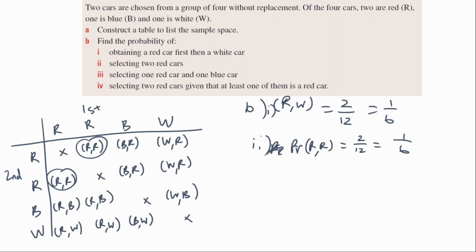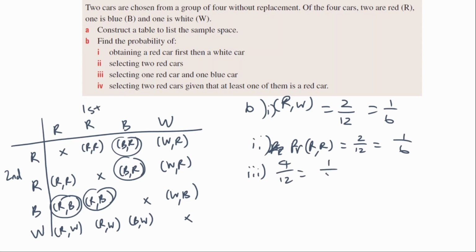Part 3, selecting 1 red car and 1 blue car. So the order's not there, so it could be in any order. Just make sure it's got 1 red and 1 blue. So I can see 1 here, 1 here, 1 here, and 1 here. That's a total of 4 out of 12, which equals 1 out of 3.